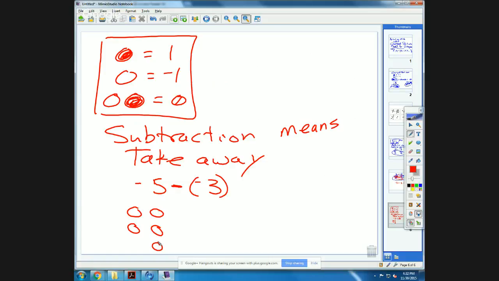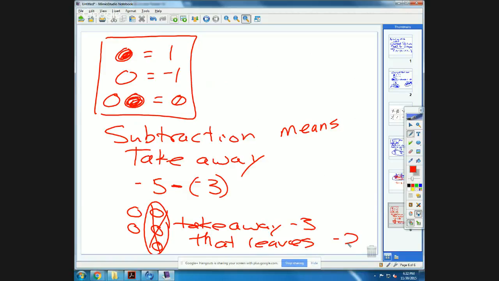Okay, what's subtract mean again? So what are we taking away? We take away -3. So let's take these guys away. Take away -3. What does that leave us? Wasn't that remarkably easy? There's a rule we've learned, right? You're going to teach that to kids in a minute about how to deal with subtraction, or at least one of them. Remember adding the opposite? You're all familiar with that rule?